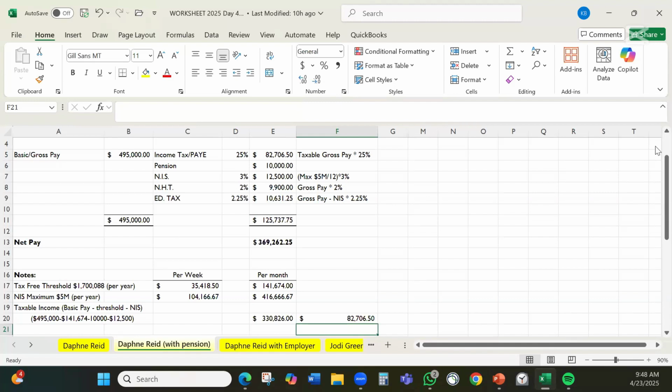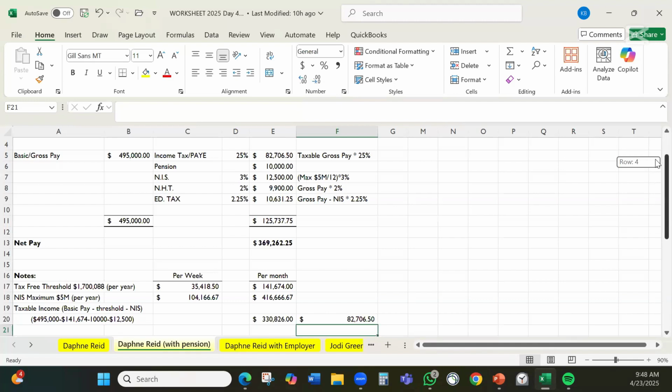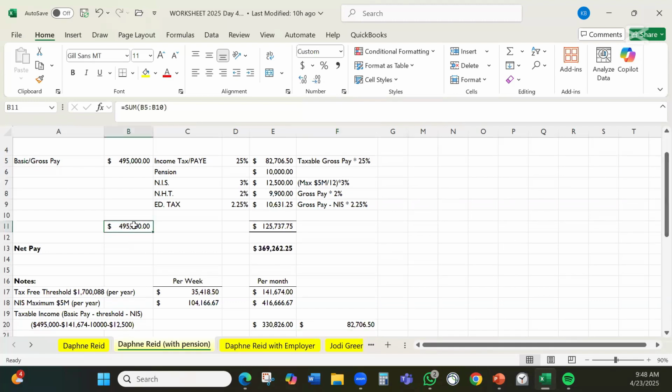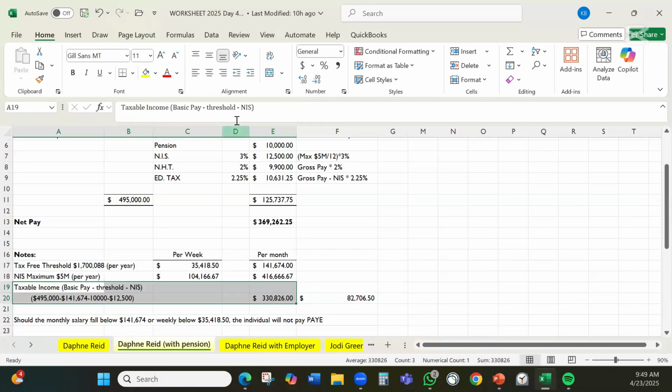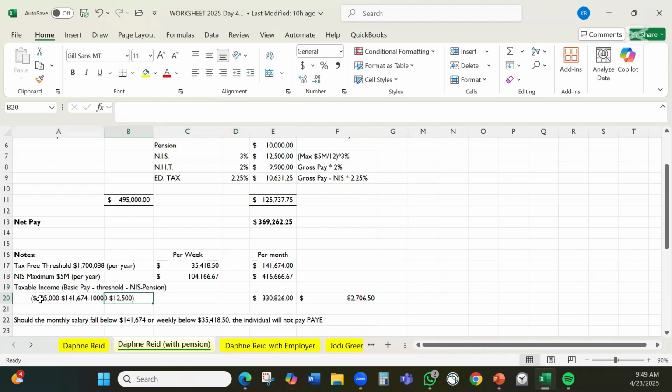Okay, so it's similar to what we had before. Our basic pay is the same. The income tax now is going to be a bit different. Why? Because in calculating the threshold down here, we now have the pension to contend with. The pension is an allowable deduction, meaning that you can take it out before you calculate your tax. So it's going to be the 495 minus the threshold, minus the pension, minus the 12,500 that we had calculated for NIS, right?